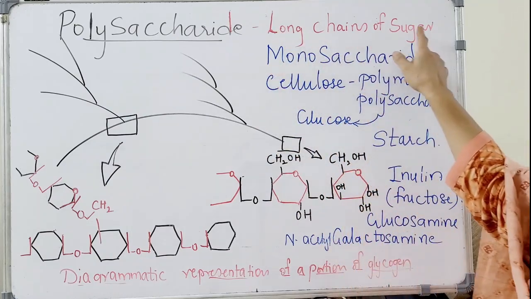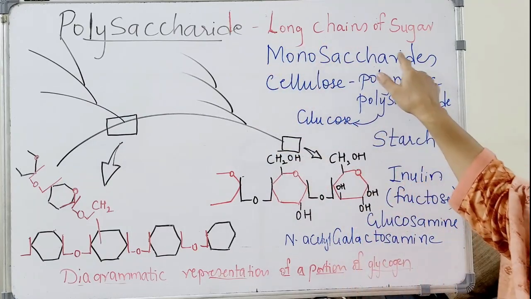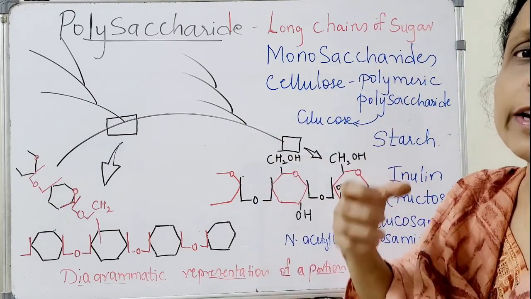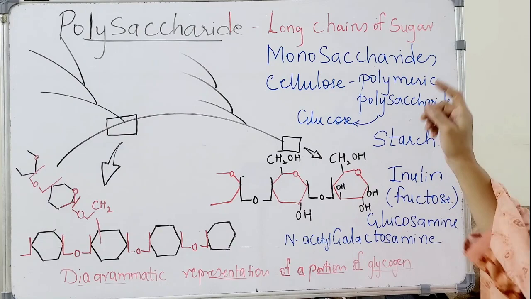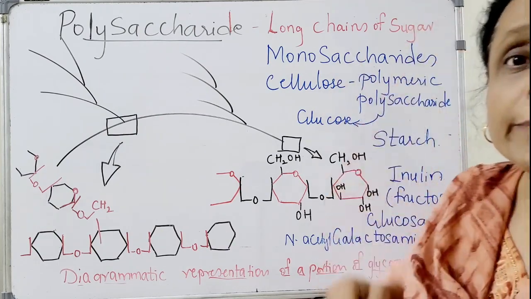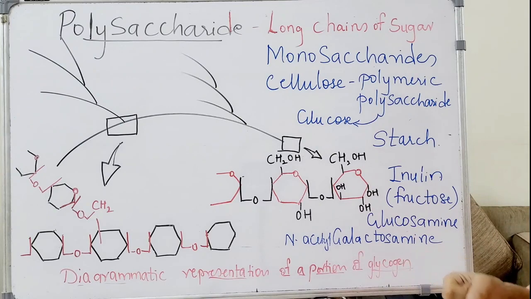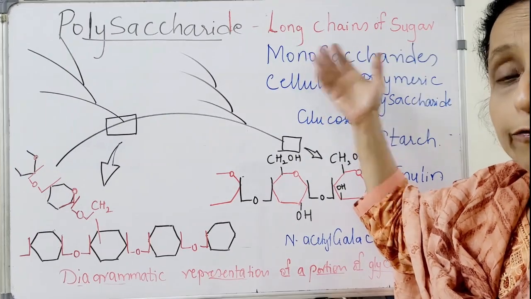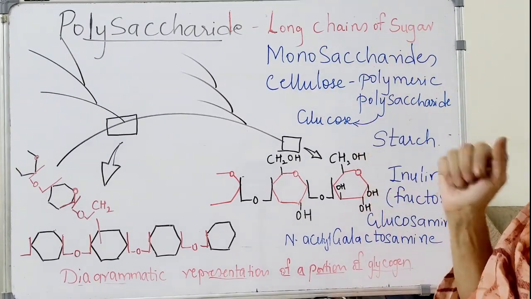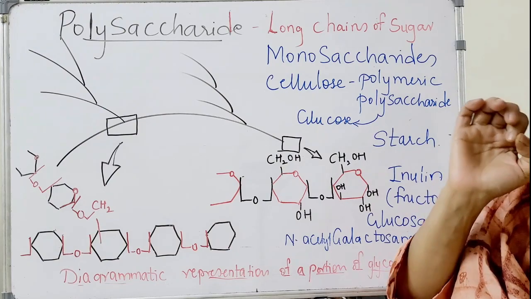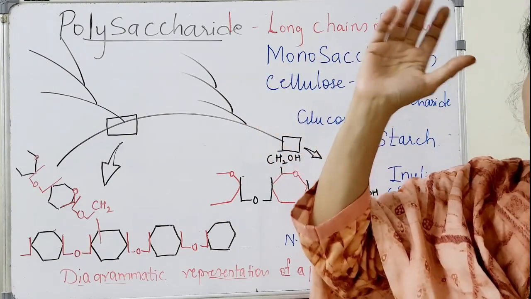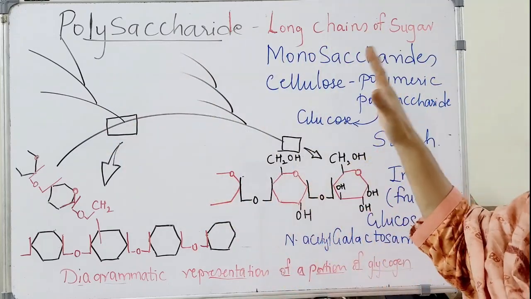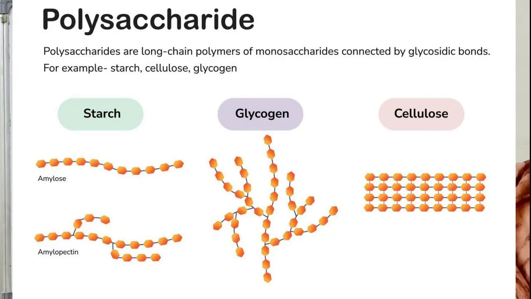So polysaccharides, they are long chains of sugar. They are chains of monosaccharides. Monosaccharides together they form polysaccharide. So cellulose is polymeric. That forms the polysaccharide of glucose. So starch is another form of glucose. They are all glucose, but the structure differs in starch, it differs in glycogen, it differs in cellulose. And here you can see the difference in the structure of starch, glycogen and cellulose.